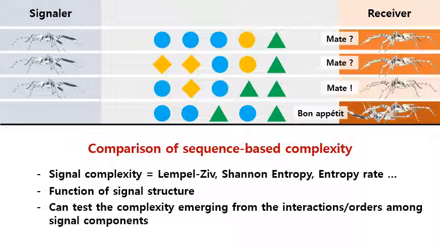Thus, recent studies have started to introduce complexity metrics from computer science, such as Lempel-Ziv complexity, Shannon entropy, or entropy rate, to investigate the effects of signal complexity on animal communication. This approach can test the functions of various aspects of complex signals, including the number of components, temporal orders, or interactions among components.